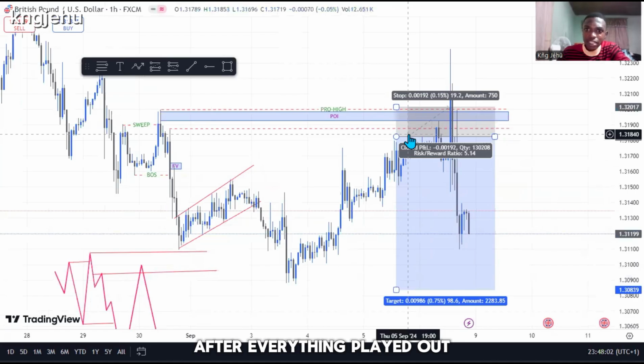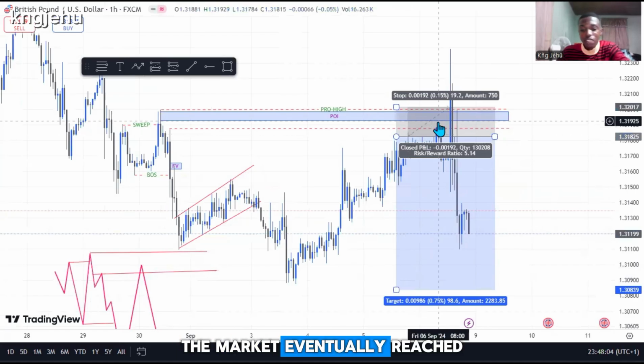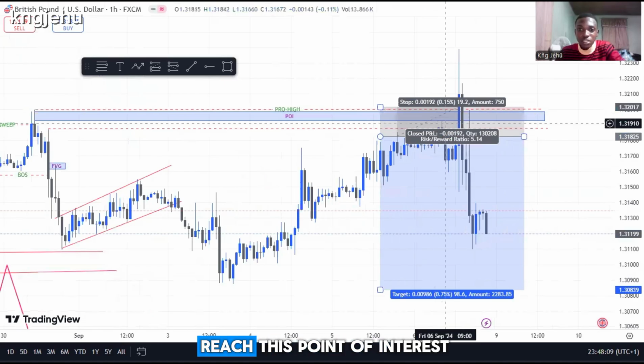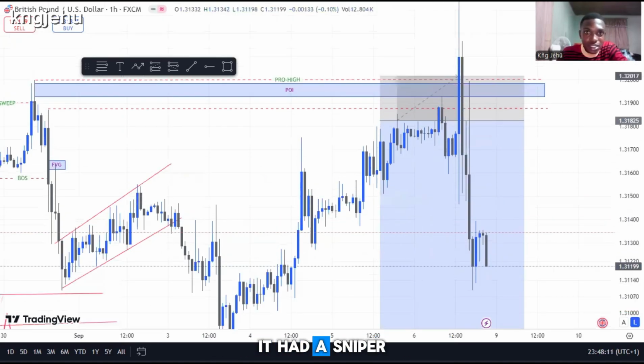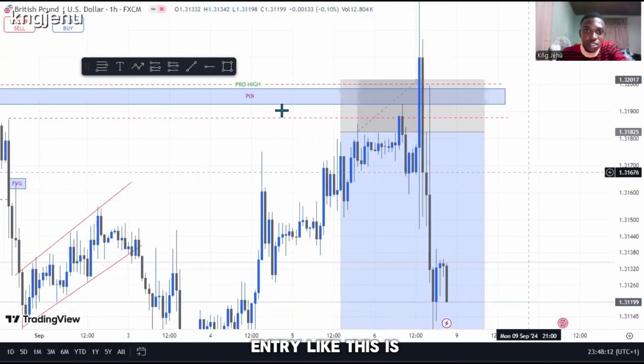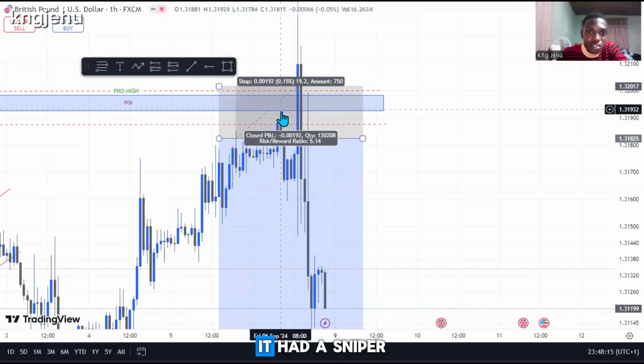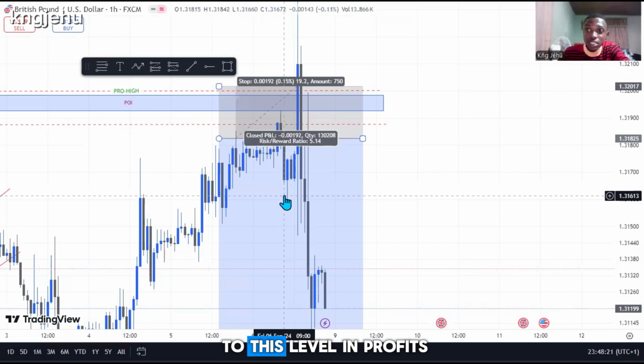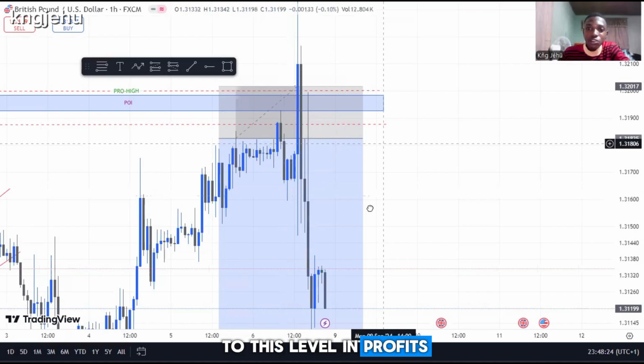After everything played out, the market eventually reached my point of interest. And as you can see, the moment it reached this point of interest, it had a sniper entry. This is very serious. It had a sniper entry from here and pulled back up to this level in profits.